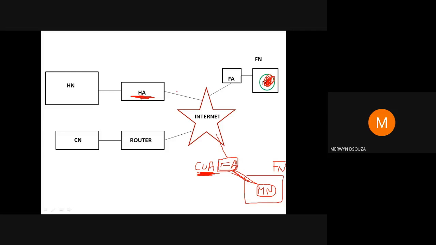Once that process is done, the correspondent node puts the original address, whatever the original address was. So suppose the original address of the MN was Goa. It puts this address and sends. It knows only this address within the home network. It sends to the router, and through the router, the packet comes to the home agent.